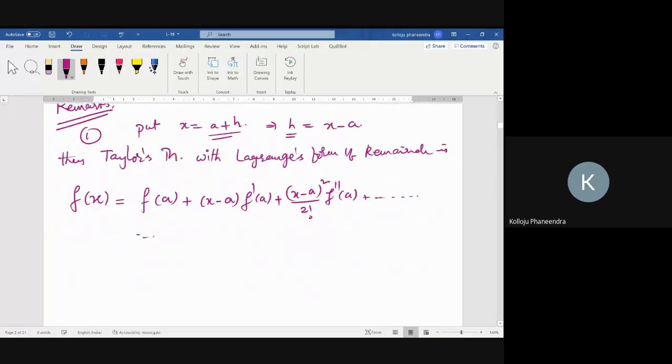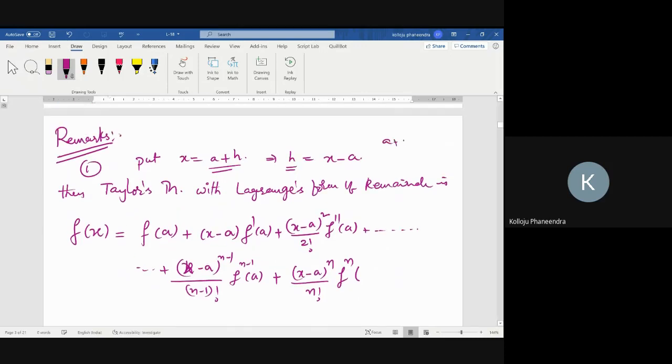And here I'm continuing, plus x minus a whole power n minus 1 by n minus 1 factorial, f n minus 1th derivative a. And what is the remainder term? Lagrange's form: h power n by n factorial, f nth derivative of a plus theta h. Now a plus h value is x, so a plus theta h is a plus theta into x minus a.